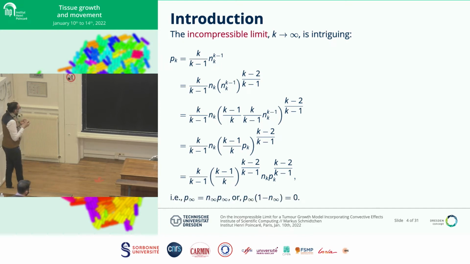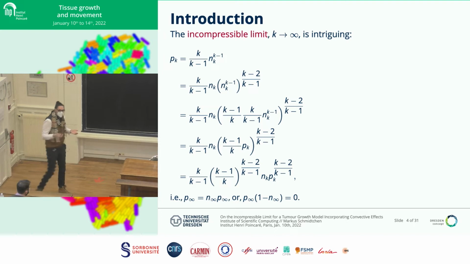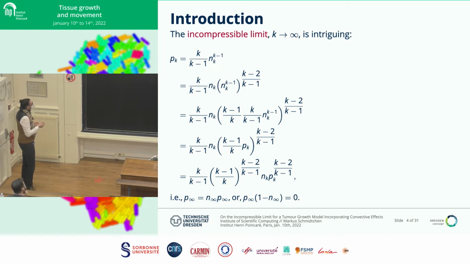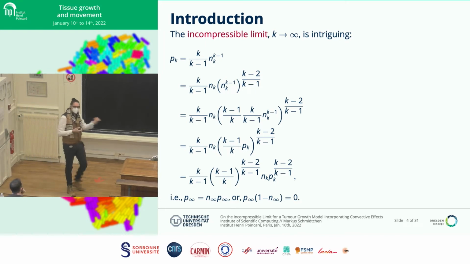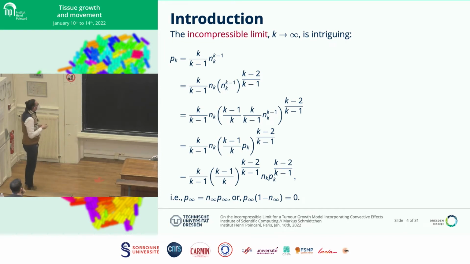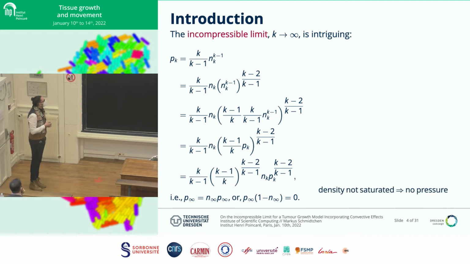And so now the incredible thing that happens is as k gets very large, so as k goes to infinity, we see that this term is essentially 1. This term is also 1 raised to the power 1. And then we have p raised to the power 1. And so what that means is that if we have limit quantities n and p, they will satisfy this kind of complementarity relation that p infinity is equal to n infinity times p infinity. Or, well, if we rearrange the equation, we have this equation.